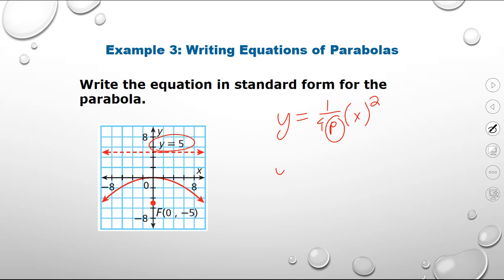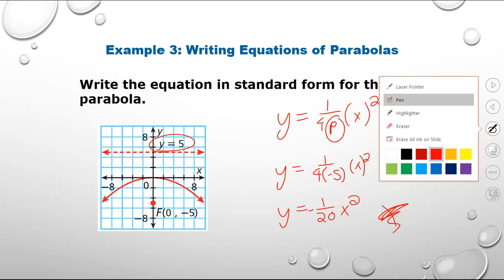We'll just plug in negative 5, y equals 1 over 4 times negative 5, x squared, which, if you simplify, is y equals 1 over negative 20, or we'll just call this negative 1 over 20, x squared. And that's it. We're done. Okay? Oh, don't worry about that. That was a mess up.